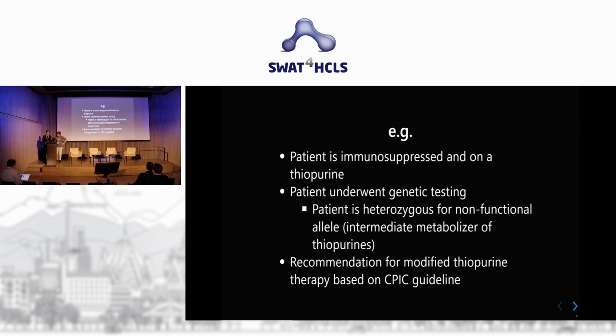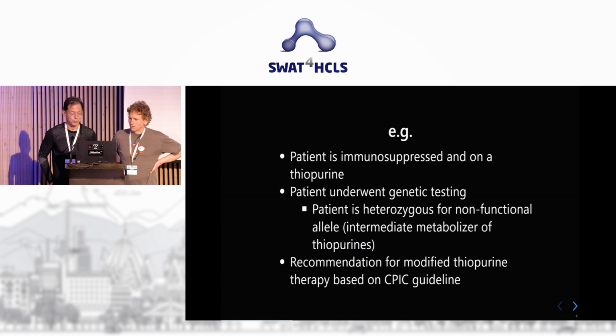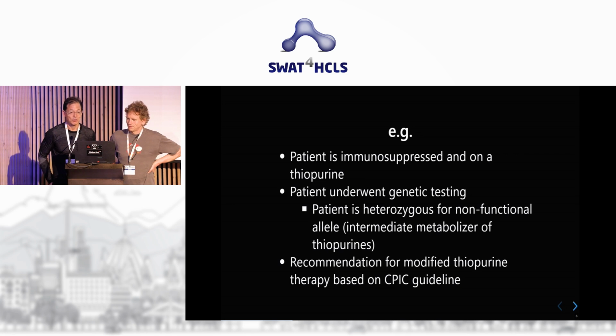Okay, so this is an example that we're working on. A patient is immunosuppressed and they're on a thiopurine. Technically, they should undergo genetic testing to make sure that they are a normal metabolizer of the drug, because if they have a potentially non-functional allele or two, it could be very harmful to the patient. So then the dosage of the medication has to be reduced in this case.